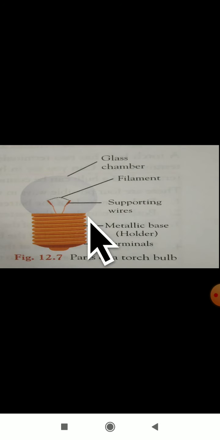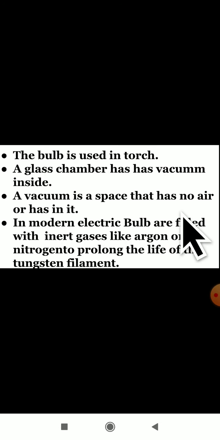Dear students, in a vacuum there is no air. There is an absence of air, and there is no gas either. In olden days, we were using such bulbs. But in the modern bulb, there is a presence of which gas? There is a presence of argon and nitrogen.